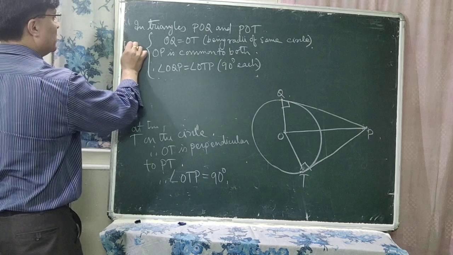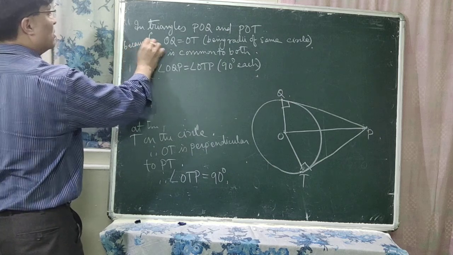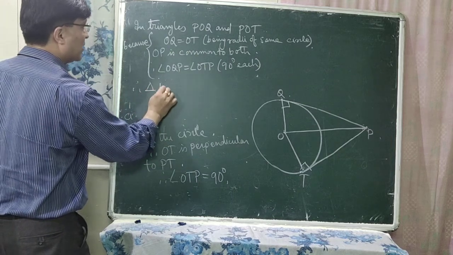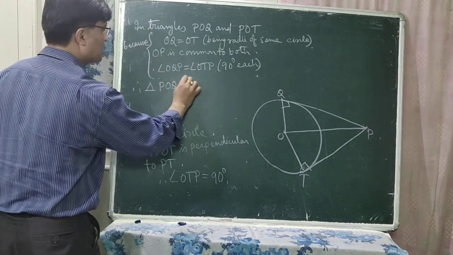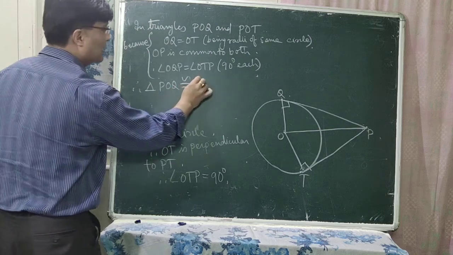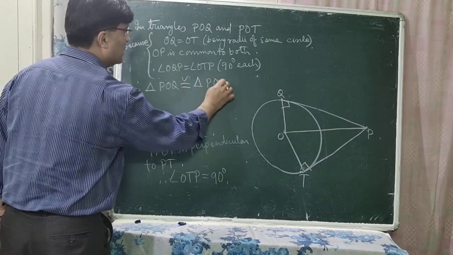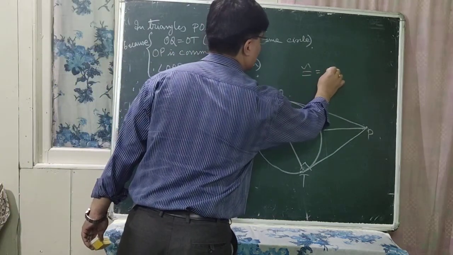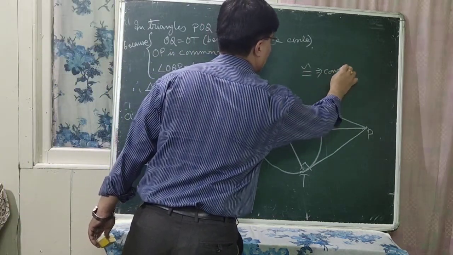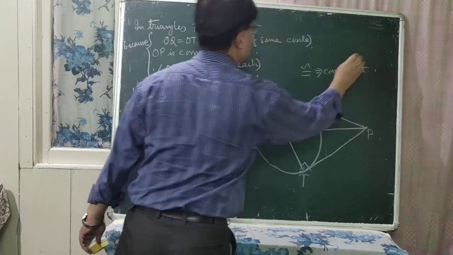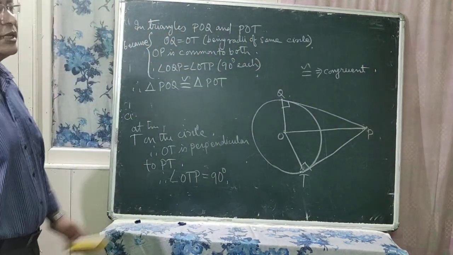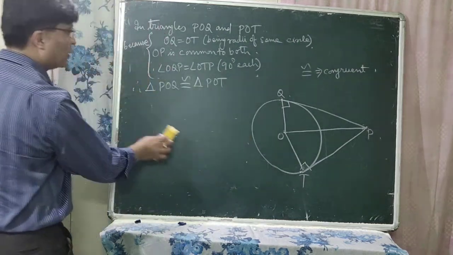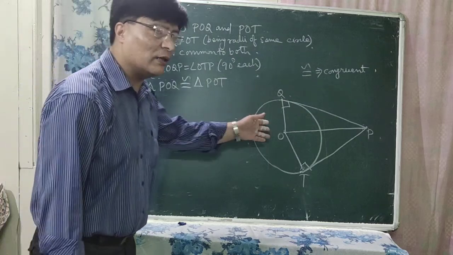So because of these three reasons, what can you write? That triangle POQ is congruent to triangle POT. I already told you that this is the congruent sign. Congruent means equal in all respects. That means they are equal in all angles. They are equal in all sides.